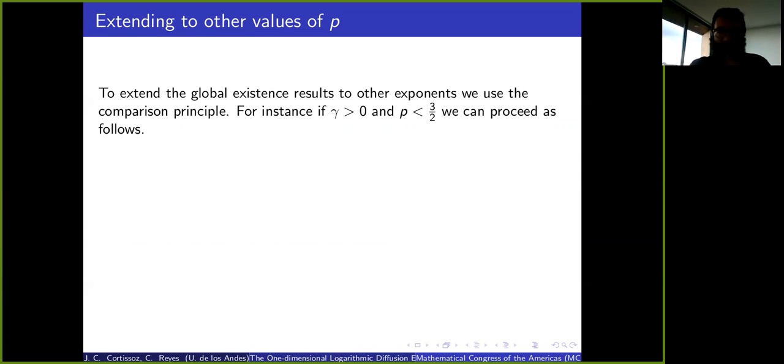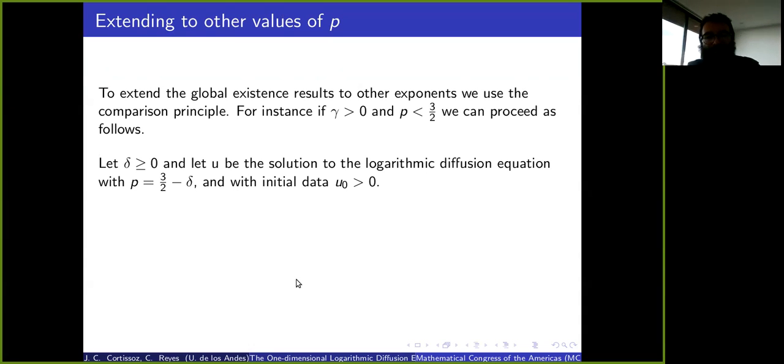Now let's go back to the case when you have a solution to the logarithmic diffusion equation and you have that gamma is positive. Now I'm not going to ask for the second derivative of the initial condition to be bigger than zero. I'm not going to ask for that. Just that gamma is positive and the exponent I'm considering in the nonlinearity at the boundary is less than 3/2. So we proceed as follows. Take delta bigger than zero and write p as 3/2 minus delta.